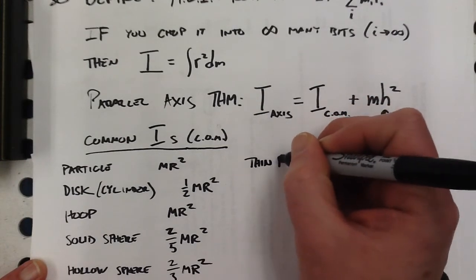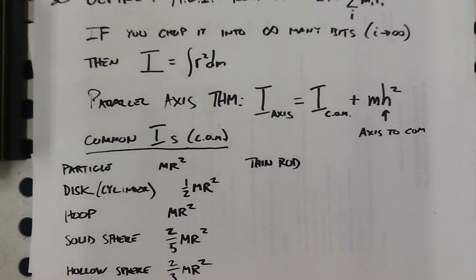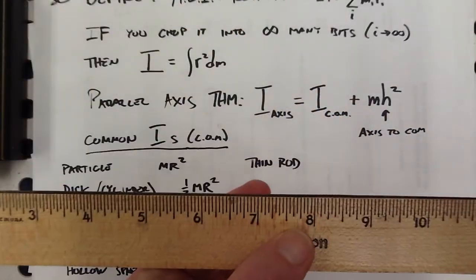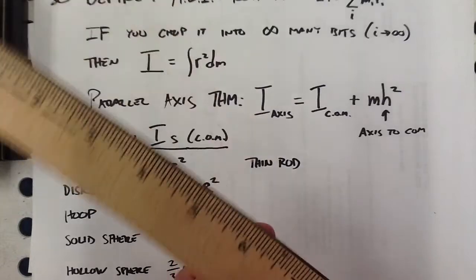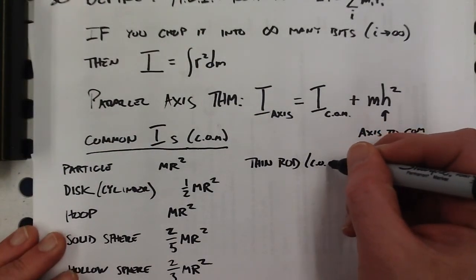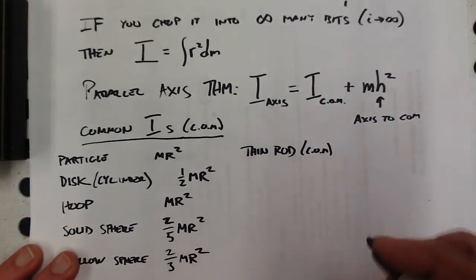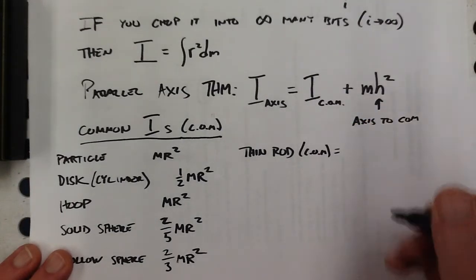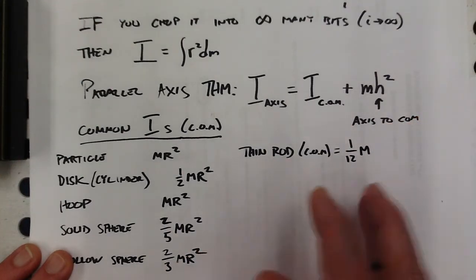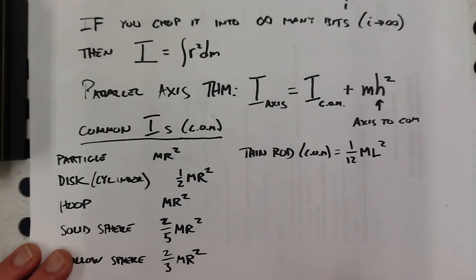For a thin rod, and there are lots of things that you can approximate as thin rods, like any kind of stick type object. So a thin rod, now this is through the center. Just going to add that here. These ones are more obviously through the center, I think. So thin rod through the center is 1/12 ml squared, where L is the length of that rod. A rod doesn't really have a radius.